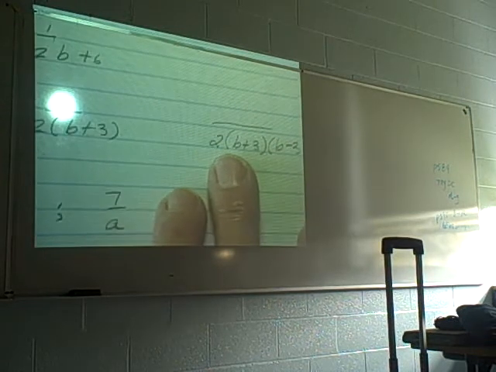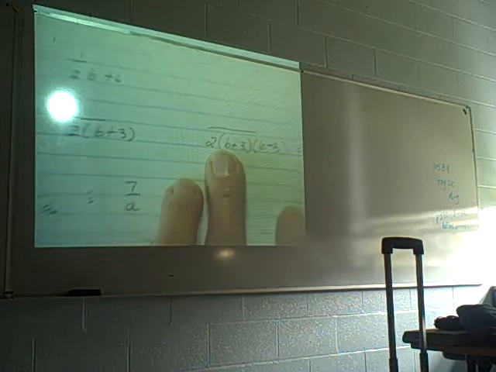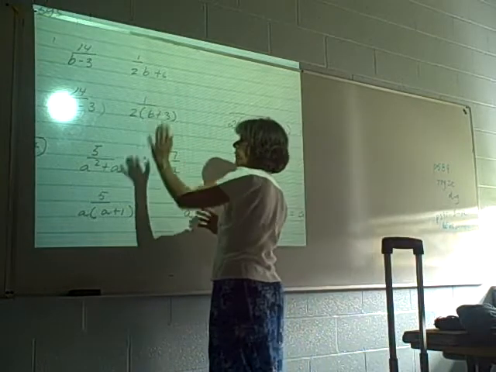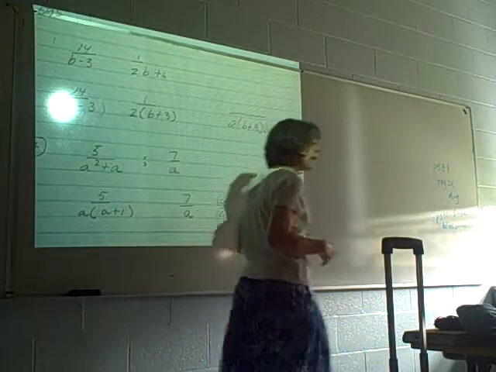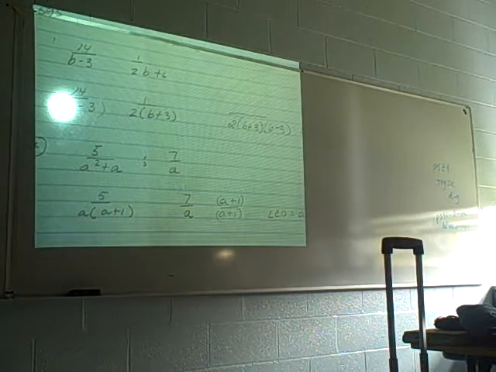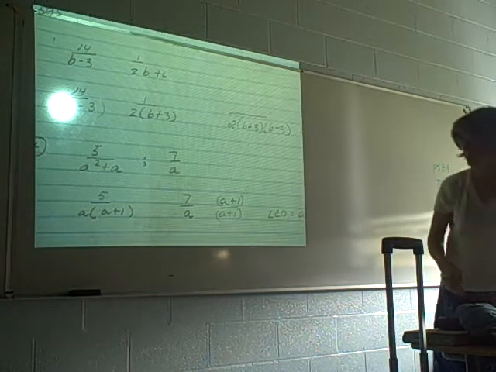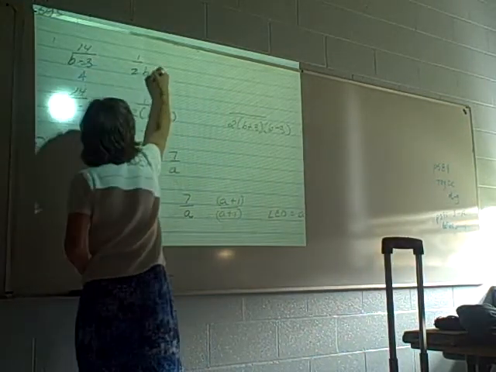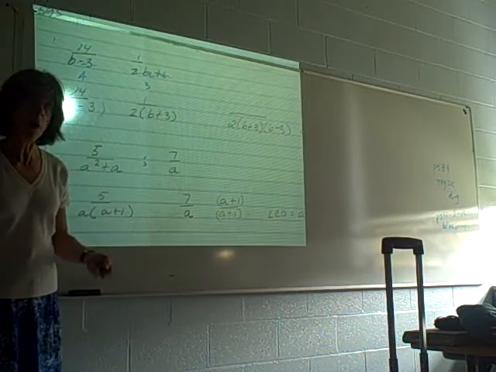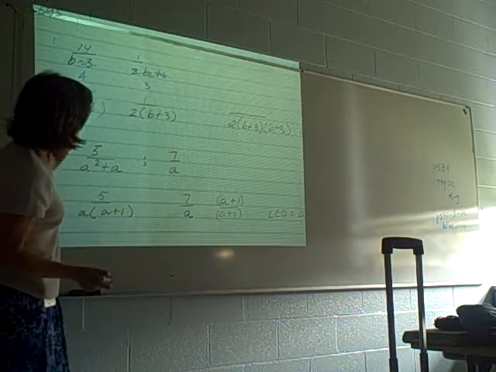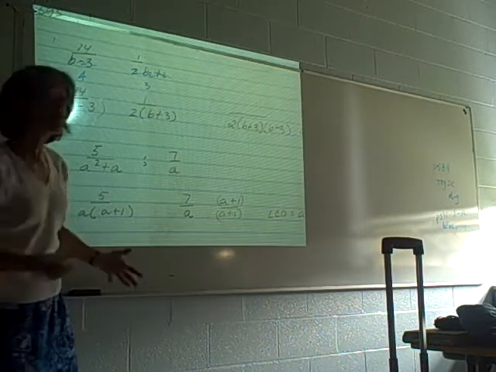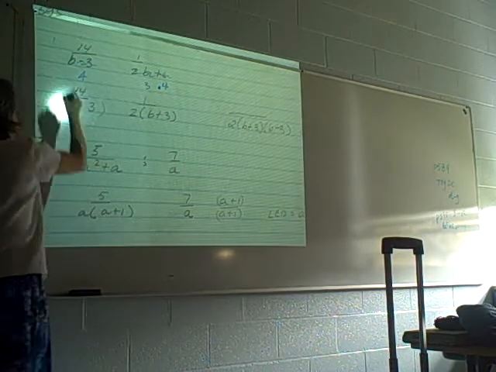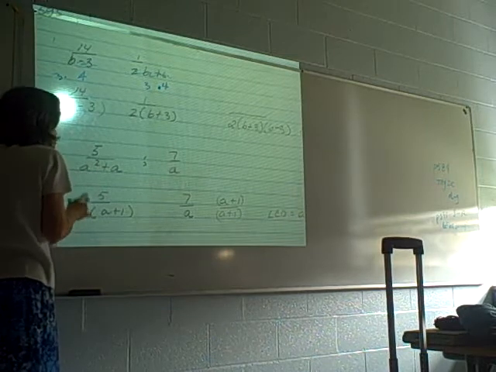Why do you have b minus 3? I factored them. It's kind of like, if this is 4 and this is 3, and I want them to have a common denominator, what am I going to multiply that 3 by? The 4. And what am I going to multiply this by? The 3. So that's all we're doing here.